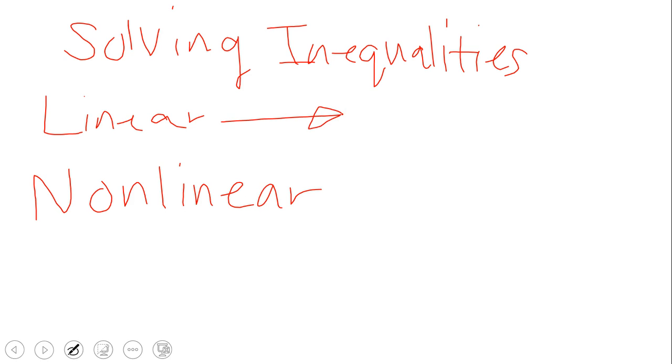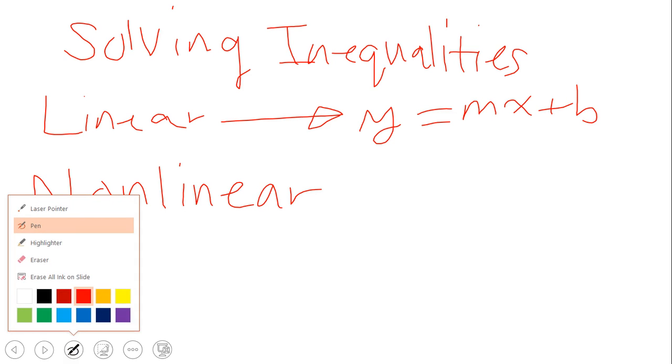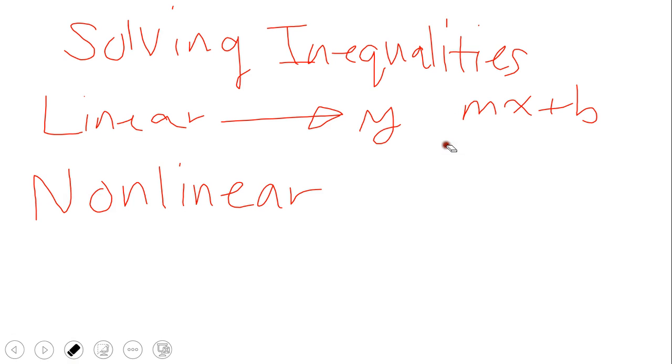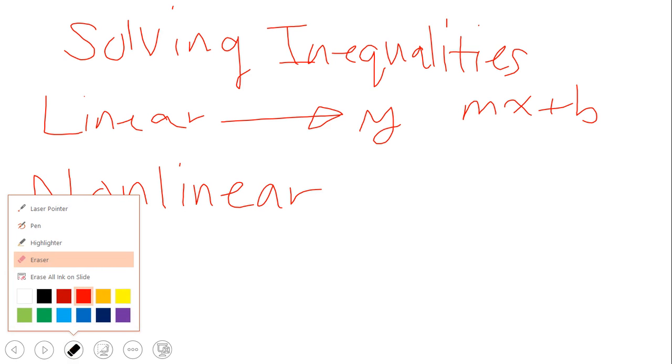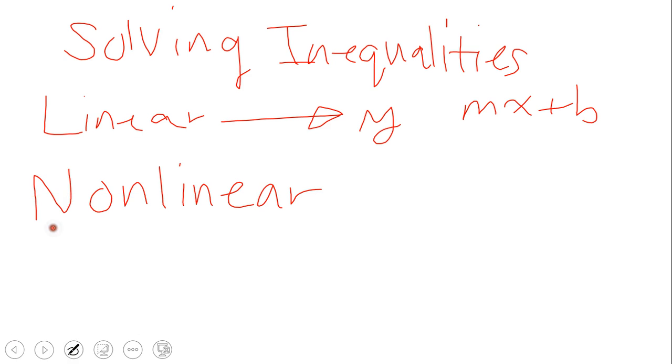Actually, we'll do two variables. I'll start with two variables. So a linear inequality can be written like this. And actually, that doesn't need to be an equal sign, and if it is, it's not really an inequality, it's an equation. So just put a box there.